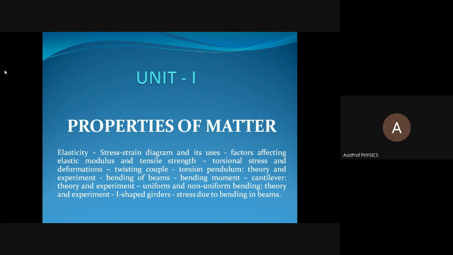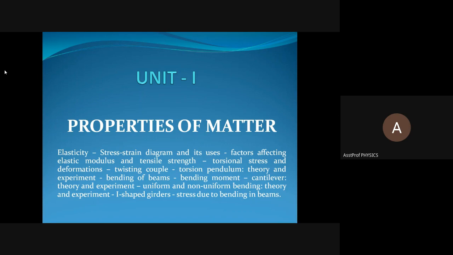In detailed questions, you have twisting couple and torsion pendulum. Twisting couple is one eight-mark question. Torsion pendulum is a 16 mark question. Bending moment, next one, is a 16 mark question. Cantilever is a 16 mark question. Uniform and non-uniform bending is a 16 mark question. I-shaped girder is a 4 mark question, like that. Some topics are 4 marks, 2 marks.